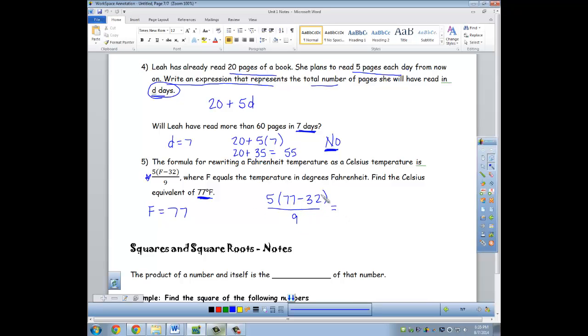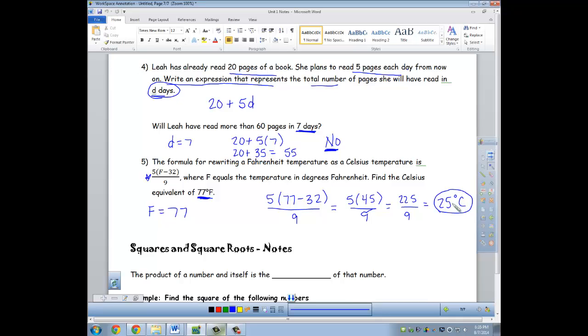My order of operations says parentheses first. So 77 minus 32 is going to give me 45. And divide by 9. And 5 times 45 is going to give me 225 over 9. And 225 divided by 9 is 25. My label is going to be degrees Celsius since they wanted to know what the temperature is in Celsius.